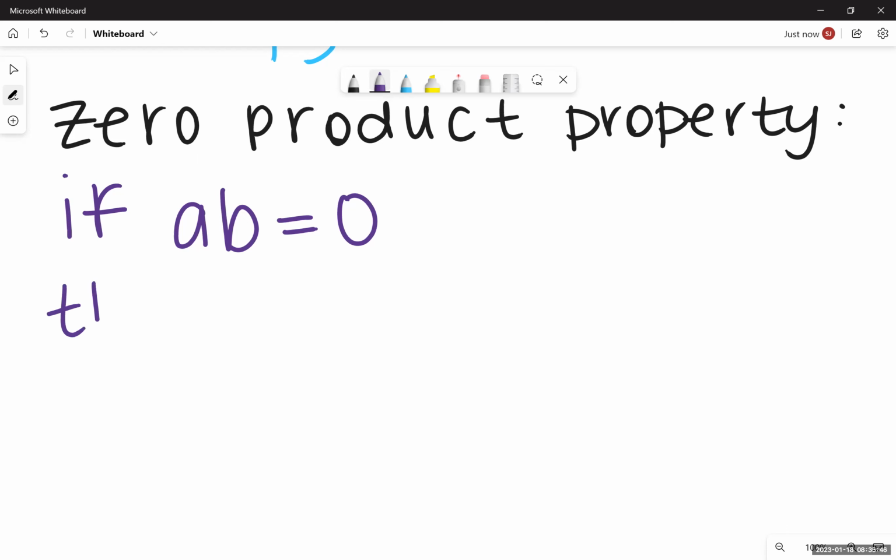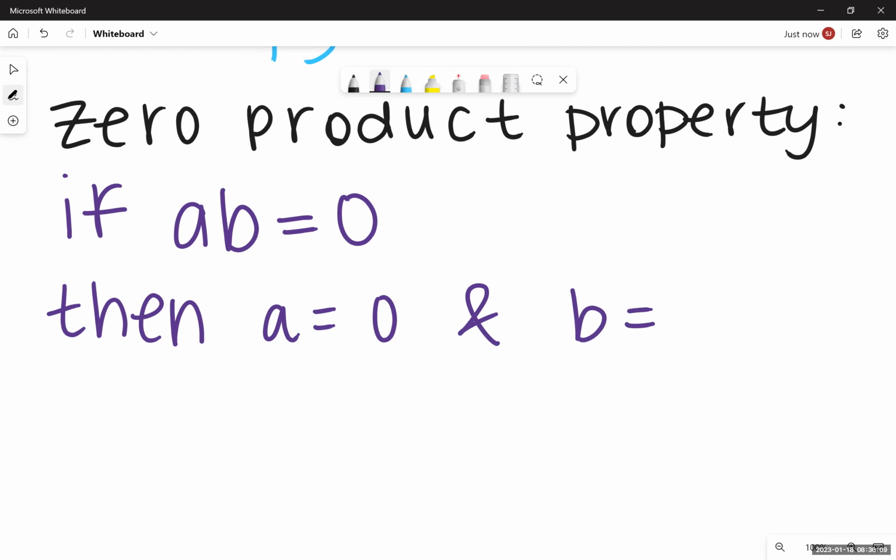Then, if we have this, then we can do this. What I would always say in the past is, hey, we have two things multiplying each other set equal to 0. So what that means is set them both equal to 0. So here you take A and B, and you set them both equal to 0.